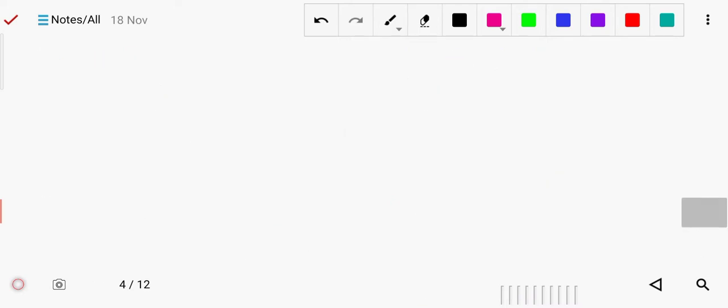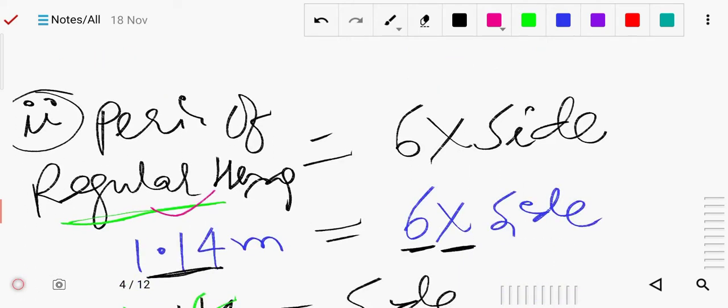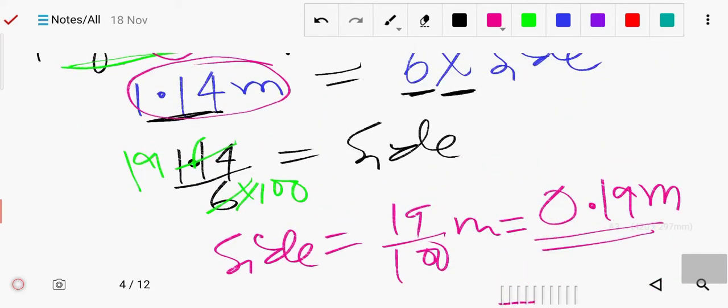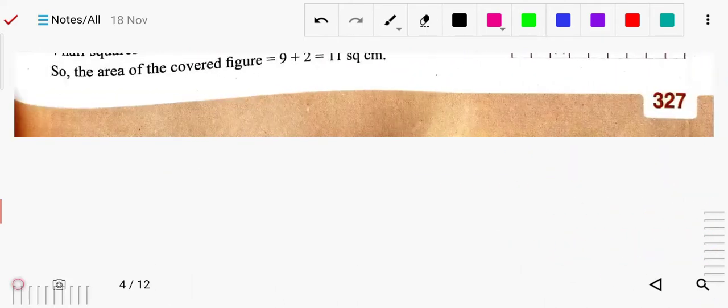Okay, so what we have done: we wrote the formula for the hexagon, 6 into side, this perimeter is given, so we put this value and we have solved this one. Here we have simply divided by 6, so 19 times it will divide, like we have done. Okay, now next question.